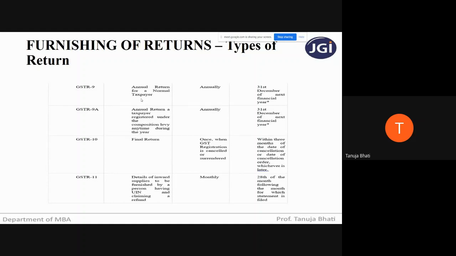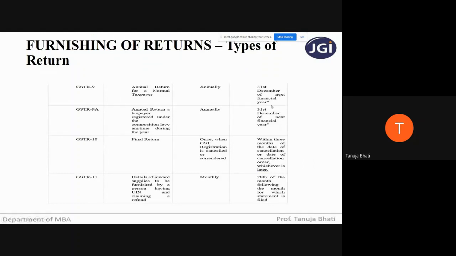Okay, so in short, it is a consolidation of all the monthly returns like GSTR 1, 2A, 3B, whatever you have filed in the year. It is a consolidation of all these returns, and it has to be filed annually. The due date is 31st December of the next financial year.